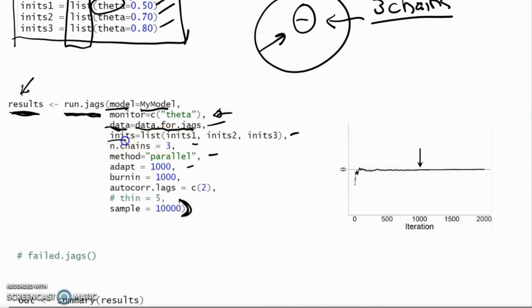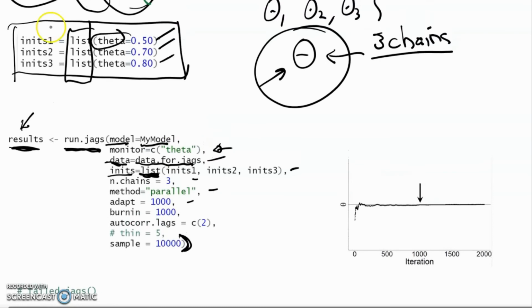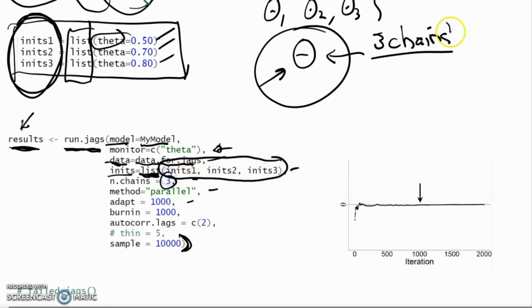Here we've got inits, and we need this keyword list, and what we do is specify the 3 different values of initialized thetas, inits 1, inits 2, inits 3. We want 3 chains. This implies 3 chains. Method is parallel. Apparently, with runjags, it can do this thing in parallel, so I'm specifying that.